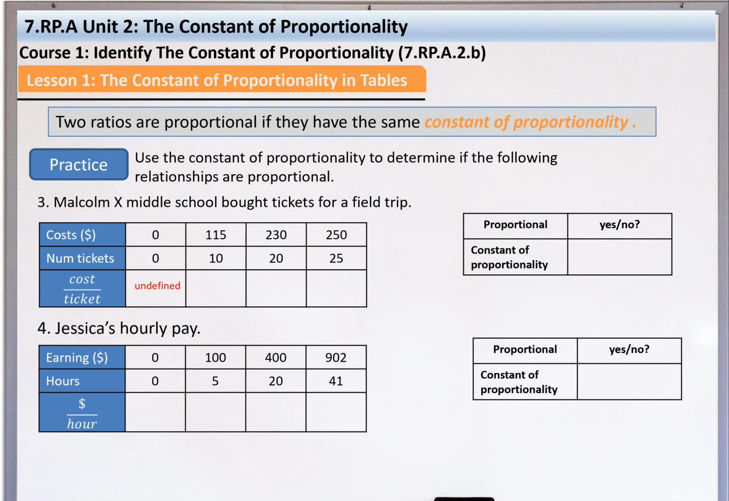Again, 0 divided by 0 is undefined. We have a common unit rate here and here, but not here. Maybe you get a discount after 20 tickets. So no, it's not proportional. And the constant of proportionality, none. And the last one, undefined, which is no problem, doesn't have a constant of proportionality. It's not proportional.